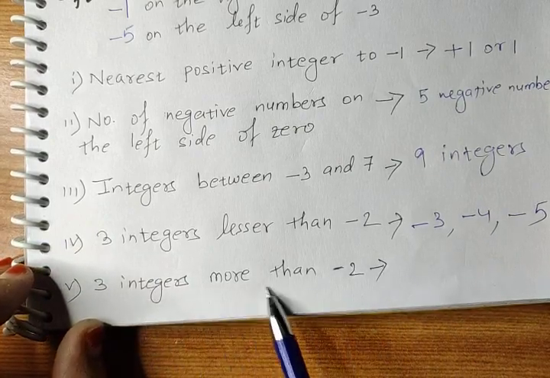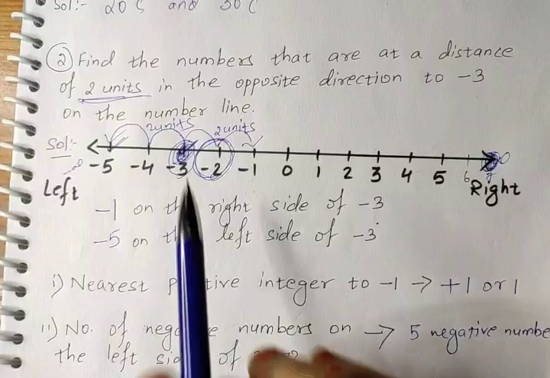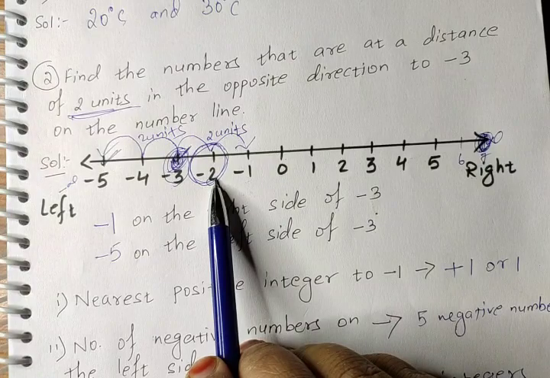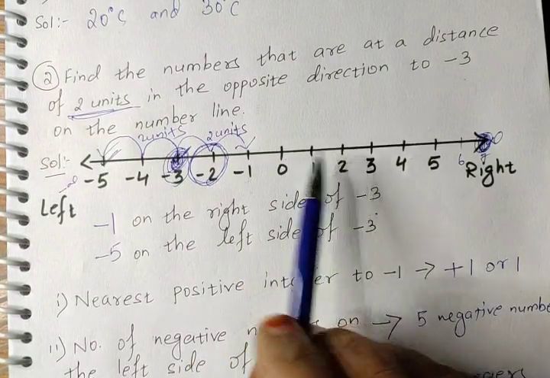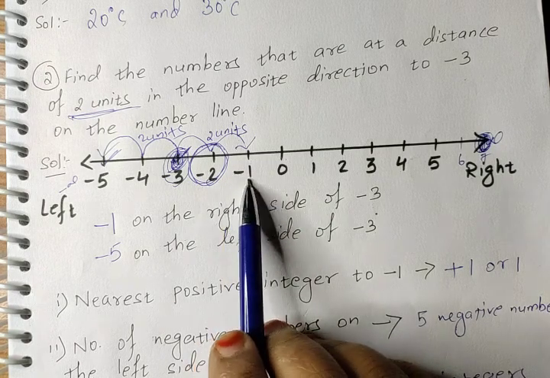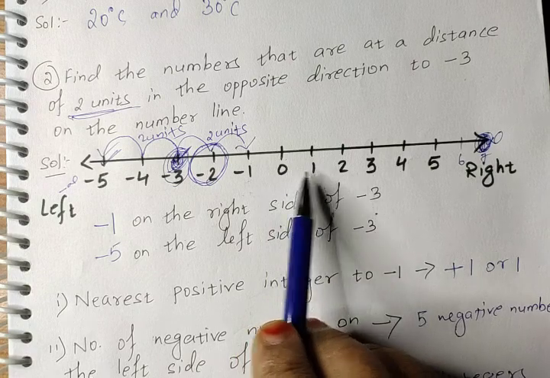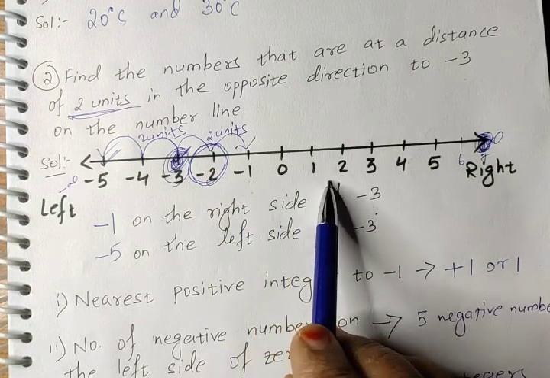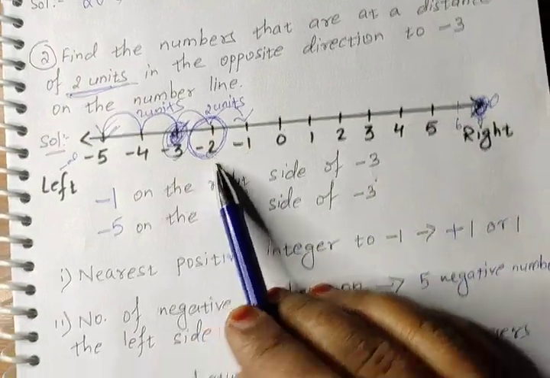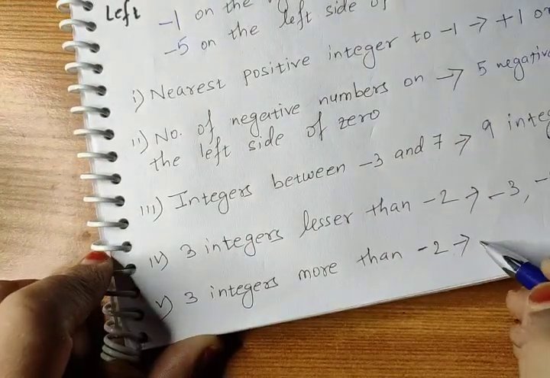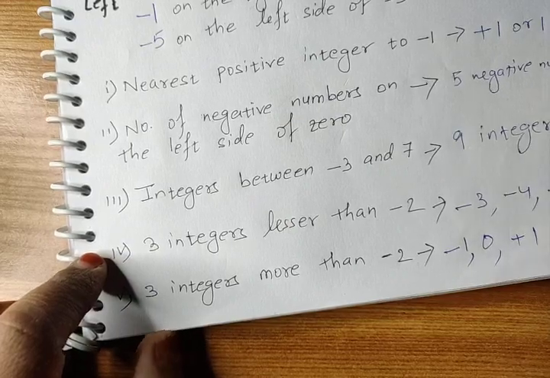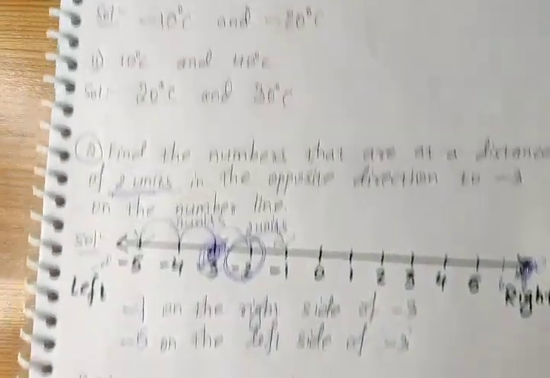Next question, 3 integers more than minus 2. So you have to get the integers whose values are more than minus 2. Means which side you have to go? Right side. So right side, first what number is more than minus 2? So minus 1, then 0, then 1. As you go right side value is increasing. So these all integers are more than minus 2. So what we will write? Minus 1, 0 and plus 1. Clear children? I hope you understood well.